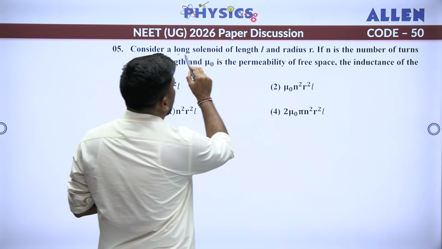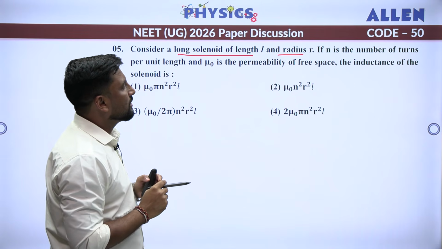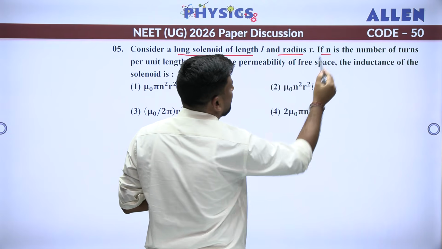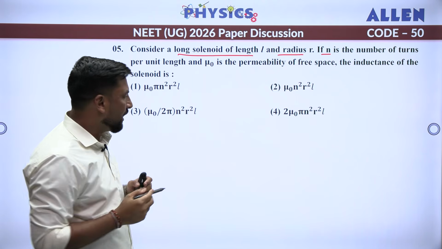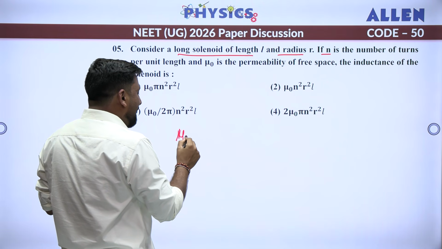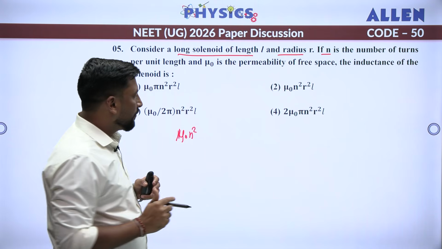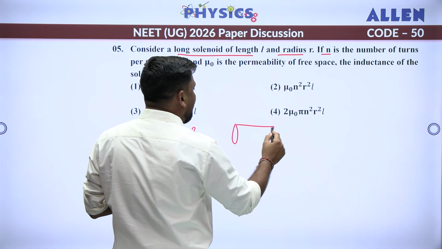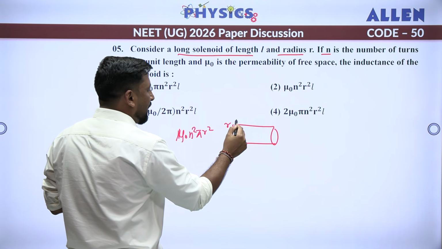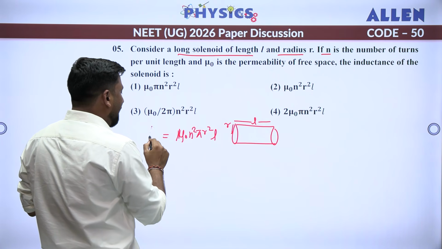They are saying, consider a long solenoid for which length is l and radius is r, and turn density they have given as n. So n is given as the turn density. They want to find the inductance. Again, it's a very simple question. We know that mu naught n square is the inductance per unit volume, and for the solenoid the volume will come out as pi r square l, where r is the radius and length is l. That will be the inductance.